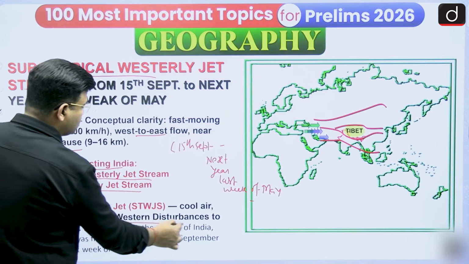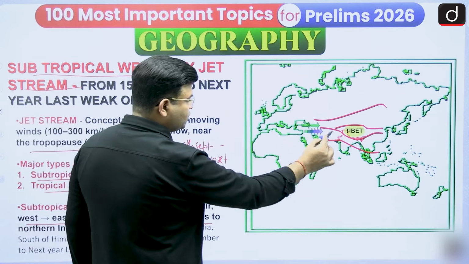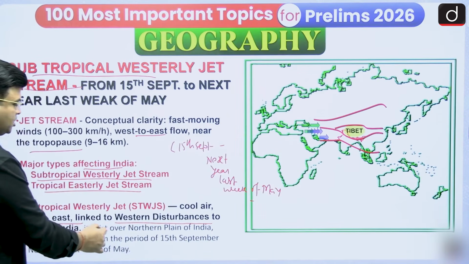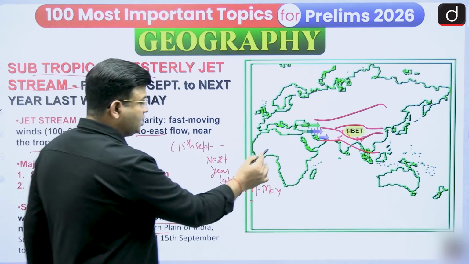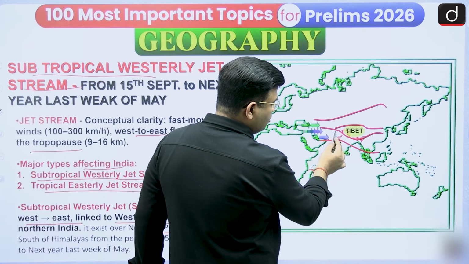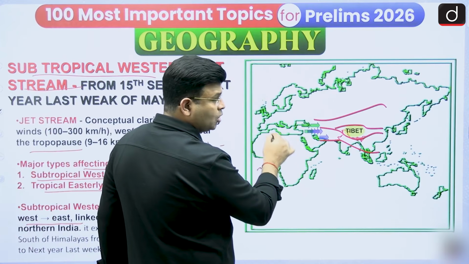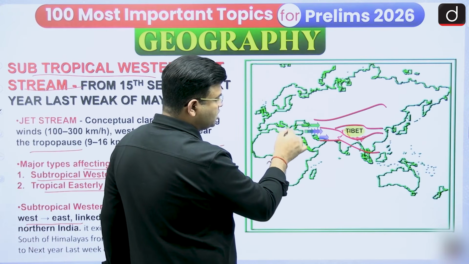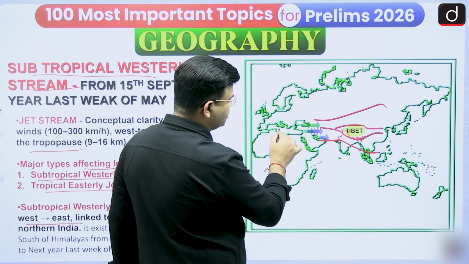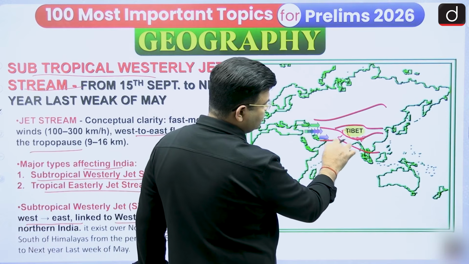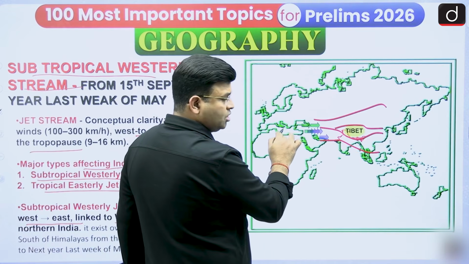It is linked to the western disturbance. It carries the western disturbance towards northern India. It exists over the northern plain of India. So it is coming from northwest India to northern India, bringing this temperate cyclone from the Mediterranean Sea. This disturbance is coming from the west, from the Mediterranean Sea.